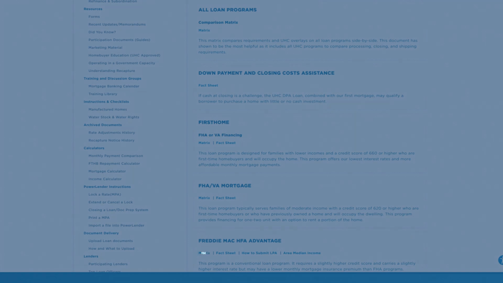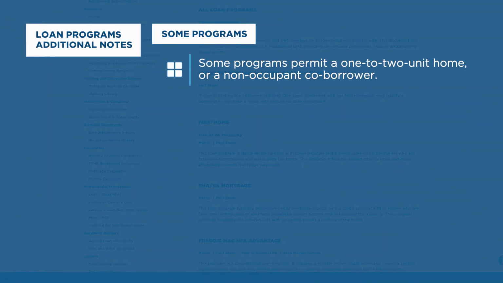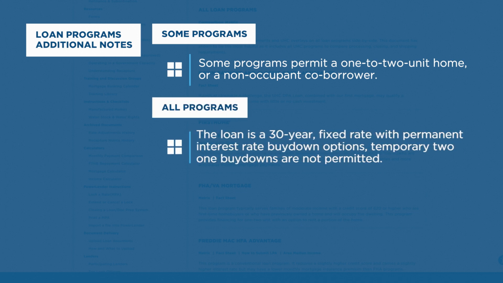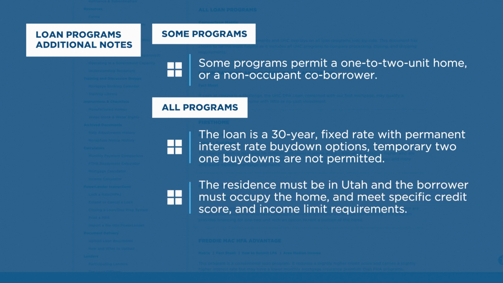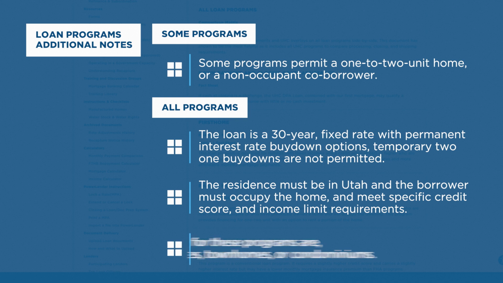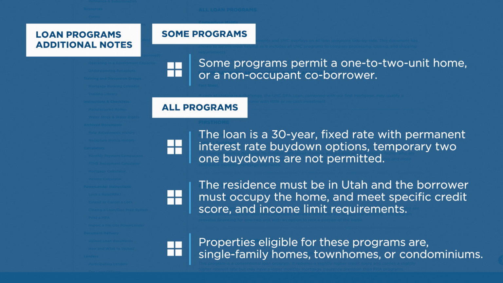Some programs permit a 1 to 2 unit home or a non-occupant co-borrower, which can help borrowers qualify for the loan. For each of these programs, the loan is a 30-year fixed rate with permanent interest rate buy-down options. Temporary 2-1 buy-downs are not permitted. The residence must be in Utah, and the borrower must occupy the home and meet specific credit score and income limit requirements. Properties eligible for these programs are single-family homes, townhomes, or condominiums.